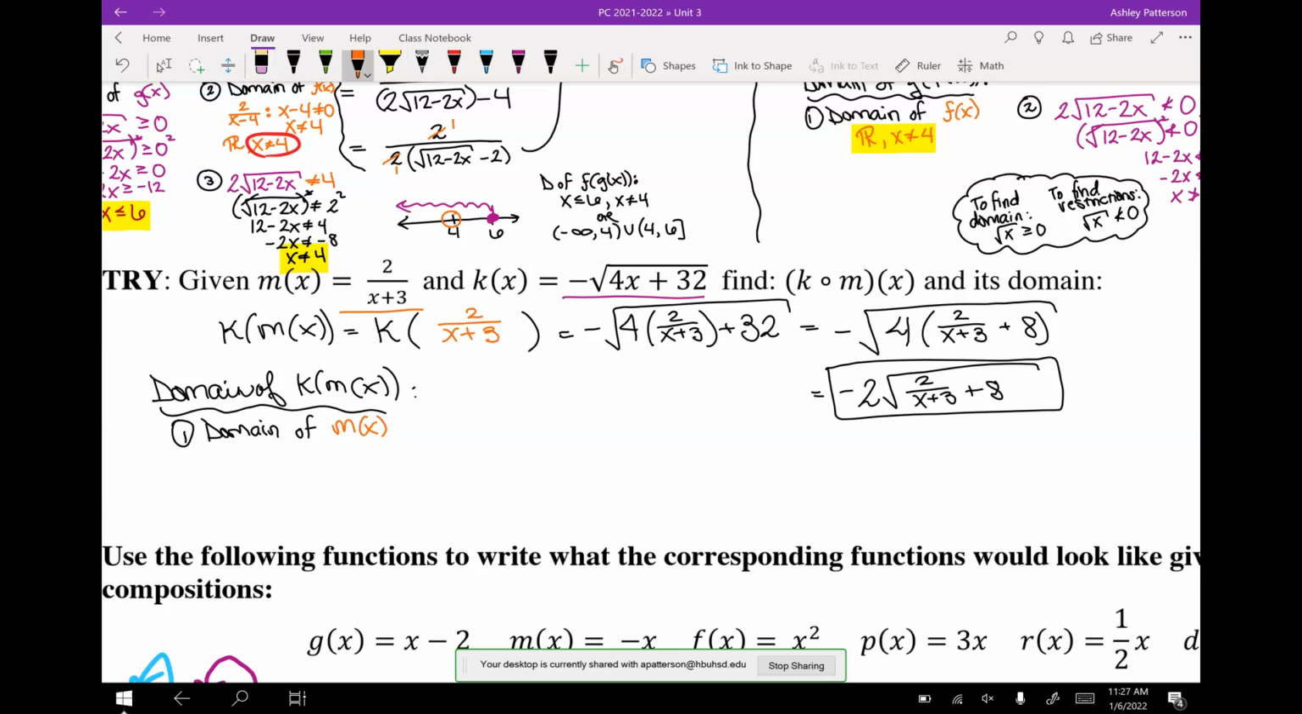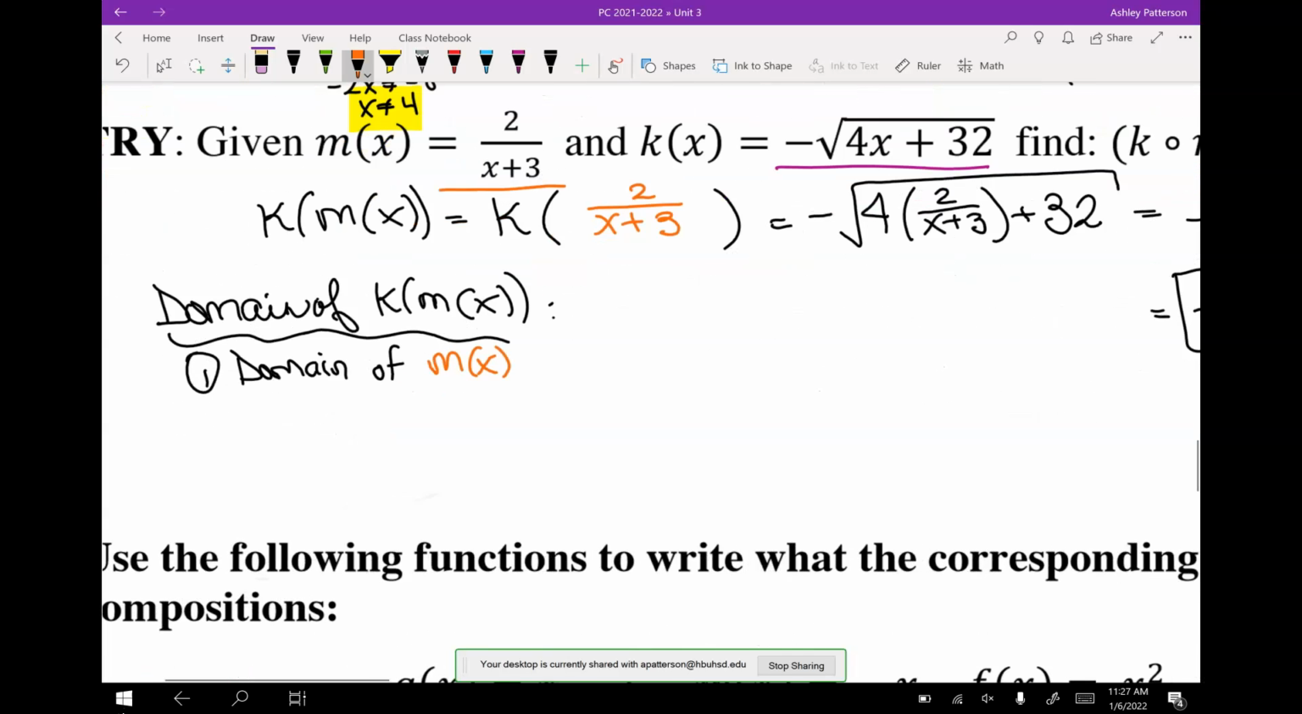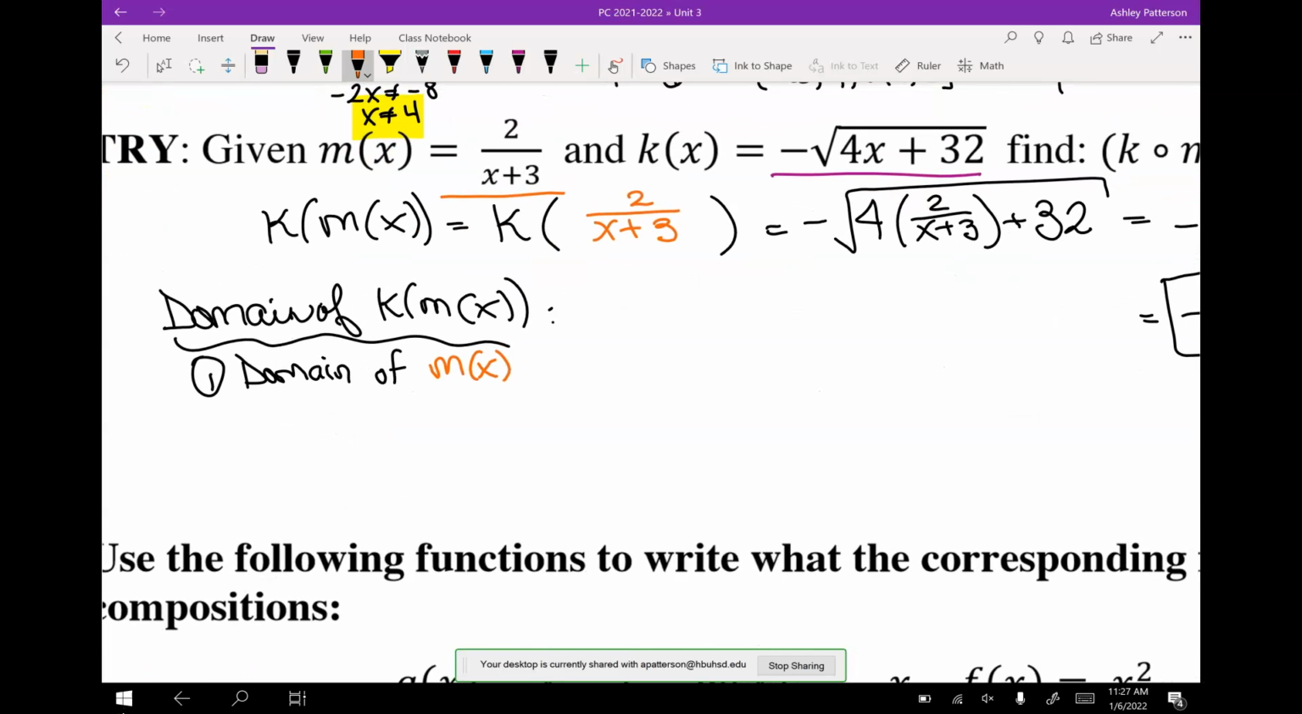What's the one restriction on m of x? What can x not be? Negative 3. It's whatever makes the denominator quantity equal to 0. So x cannot be negative 3. Therefore, we know it's all real numbers. X cannot equal negative 3. This has to be included in our final answer.